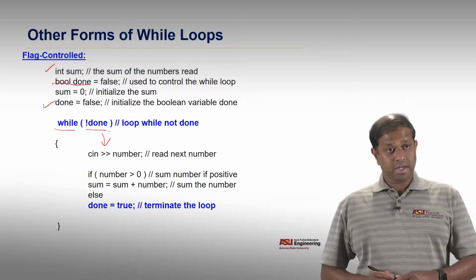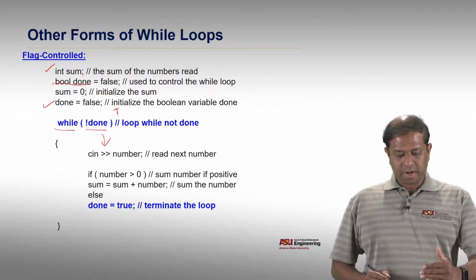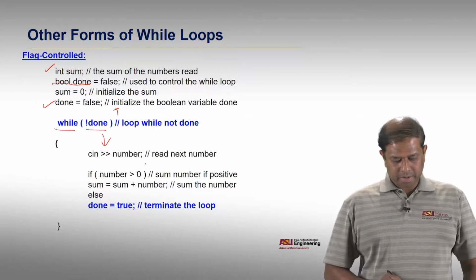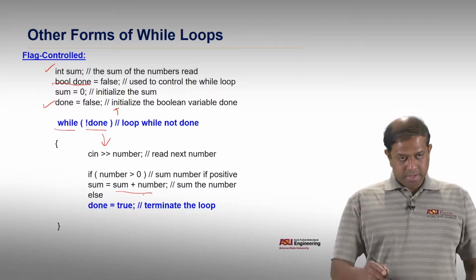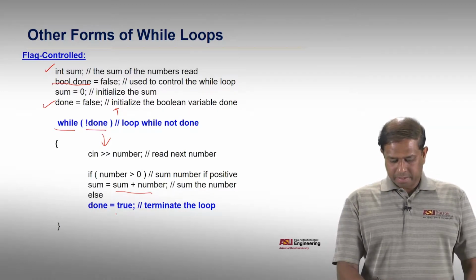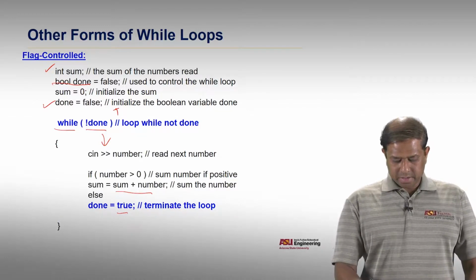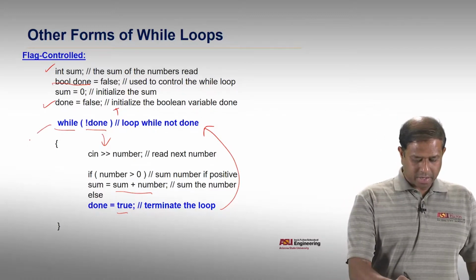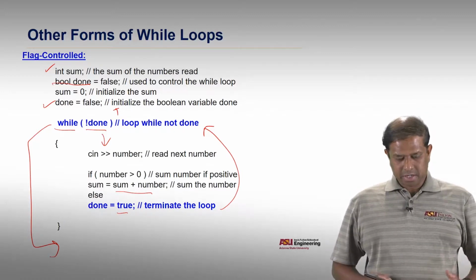Since done is initialized to false, not done is true to begin with, right? Since this condition is giving us true, we go inside the loop. Then we read a number from the keyboard. If the number is greater than 0, we add that number to the sum. If the number is not greater than 0, that is 0 or less than 0, we set done to true, sorry, done to true. Then when we come back here, not done will be false. Since not done is false, we get out of the loop. All right, now let's take one quick example and see how this loop works.